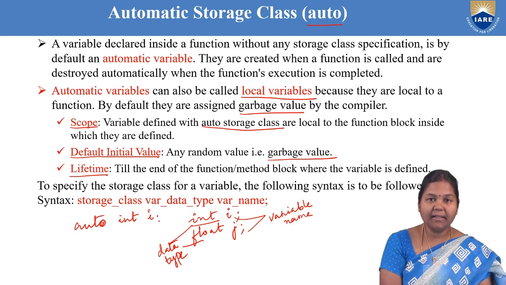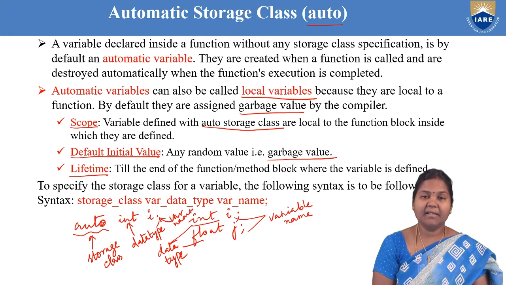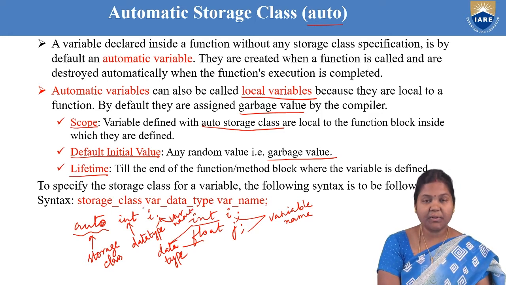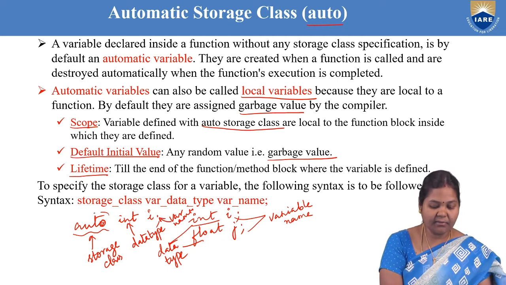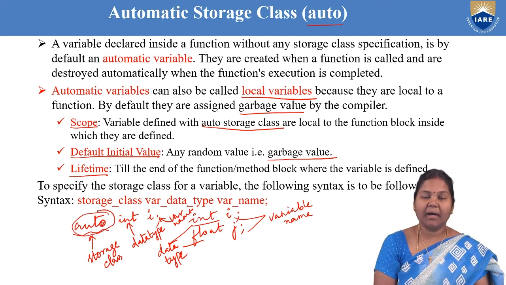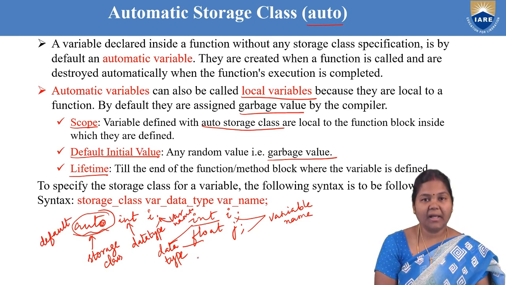Whenever we write like this, auto is called the automatic storage class for the variable, the second one is the data type, that is integer type, and the third one is known as the variable name. So this is the way it is defined. The general syntax is storage class, followed by data type, followed by variable name. If you do not mention the storage class, then by default it is treated as automatic, and it tells about the scope, lifetime, and default initial value of the variable.